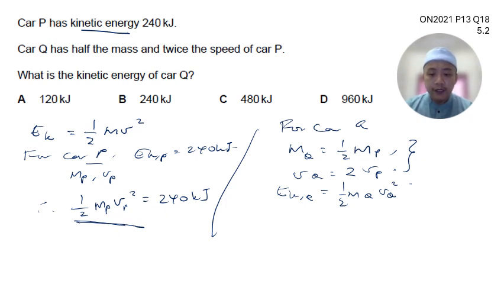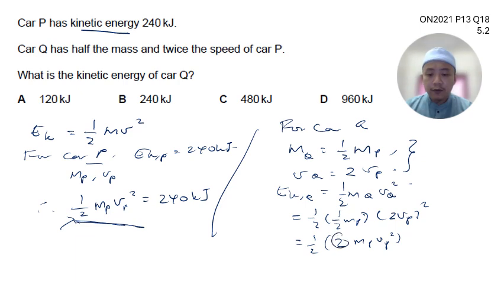So substitute into our equation, the kinetic energy of Q will be half mq, which is equivalent to half mp, and vq squared is basically equal to 2 vp squared. So we just expand the terms. We just preserve the half here because there's a half in the original expression for EKQ. So half mp, 2 vp squared. If we expand this, we get 4 vp squared. So half times 4 is basically just 2 mp vp squared.